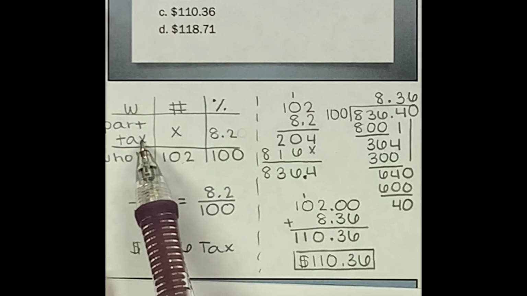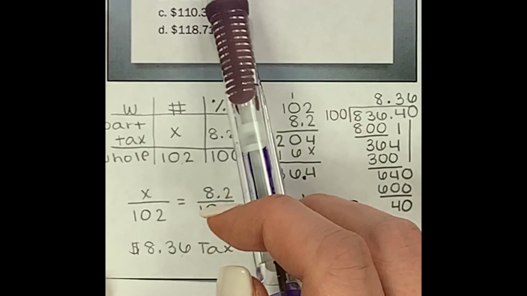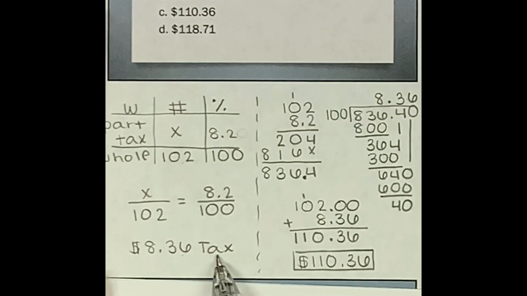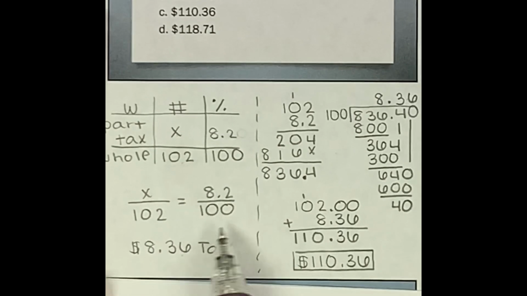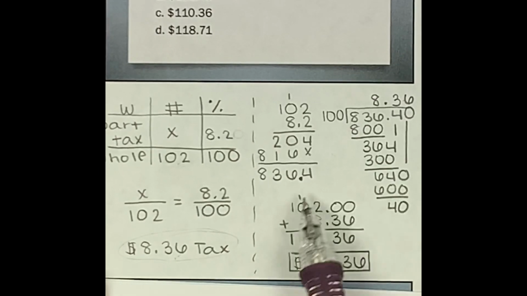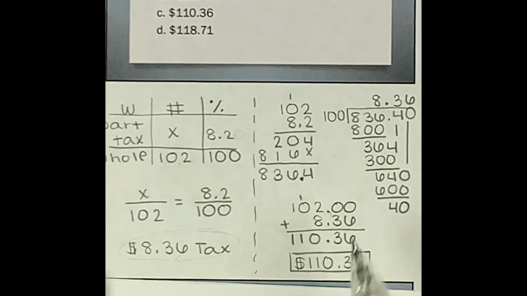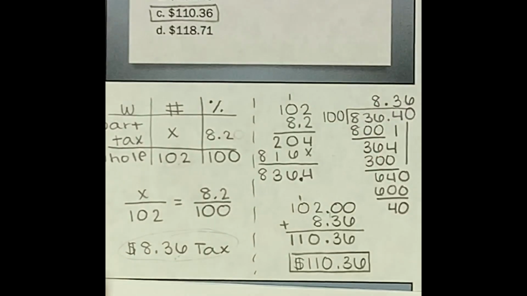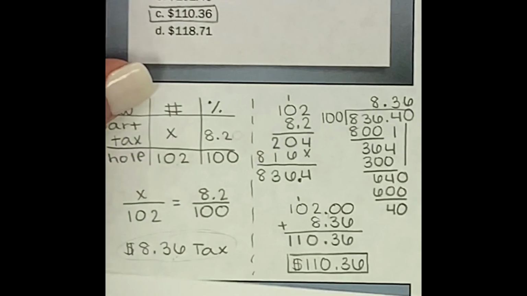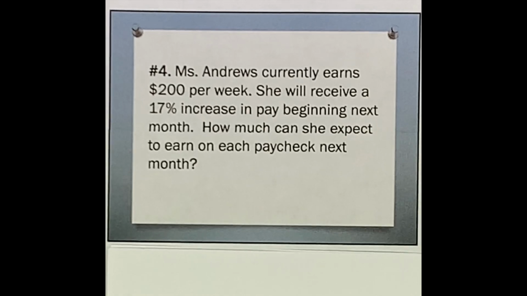So then I'm going to go back to the question. The question says, what is the total cost? The question does not ask for the tax. So the items are $102. The tax is $8.36. So then I took those and I added them. I made sure to line up my decimals. And that's how I got the total, $110.36. Okay, so next you are going to solve number 4. I'm going to give you 3 minutes to solve that.